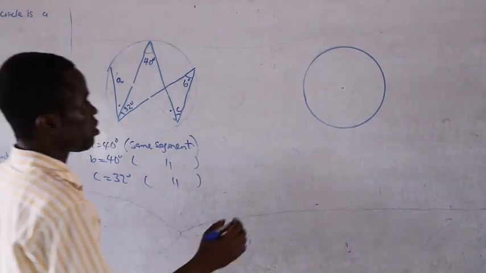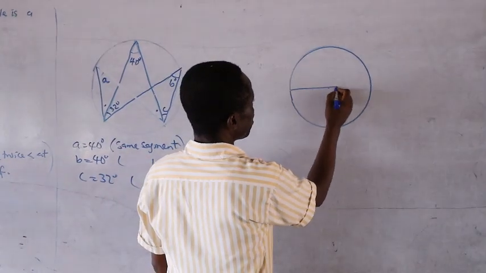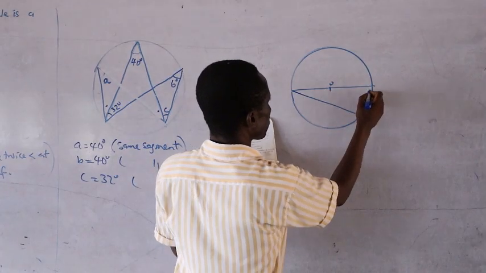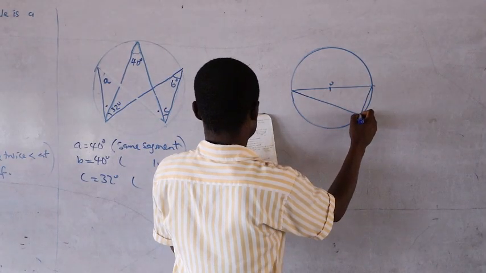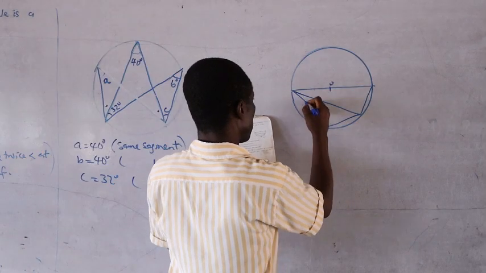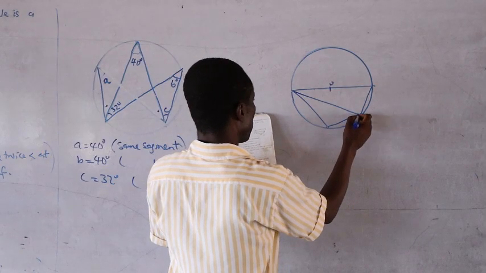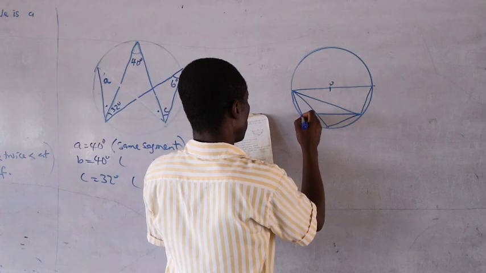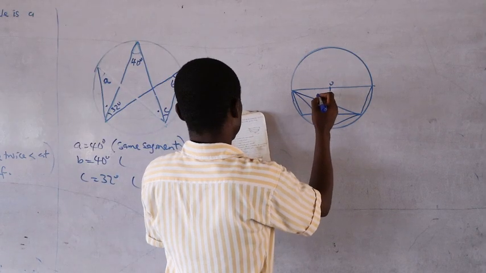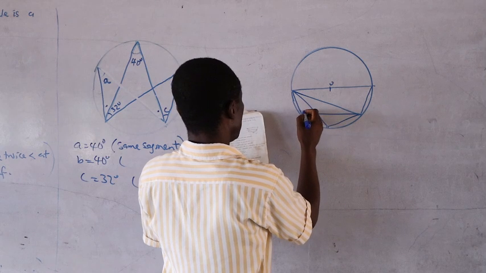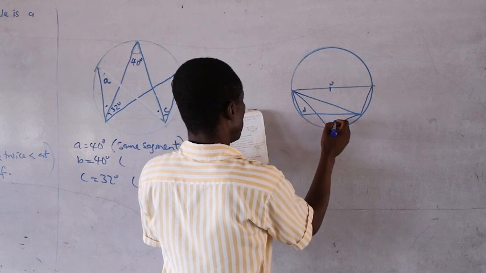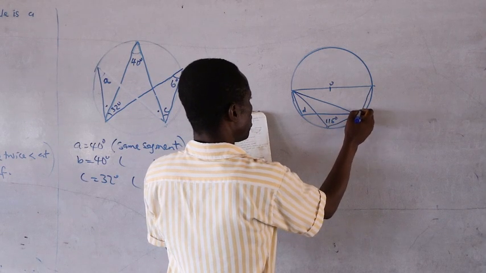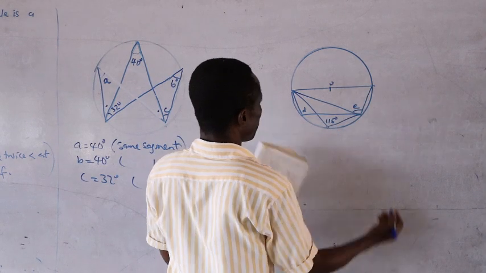Now we have this as a diameter. This is a diameter O. We have this. This is G. This is 115. This is E. Now, this is the diagram.